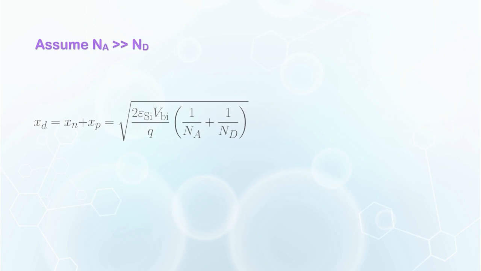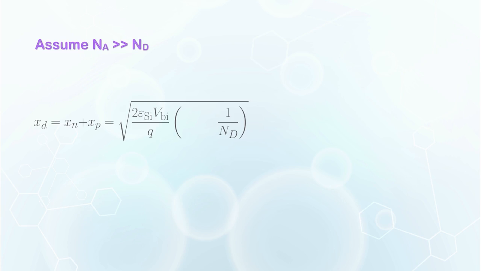If you look at the expressions for the depletion region width, the higher doping concentration term can be removed, and the depletion region width is mainly controlled by the doping concentration of the lightly doped side. Graphically, a p-n junction is usually one-sided.